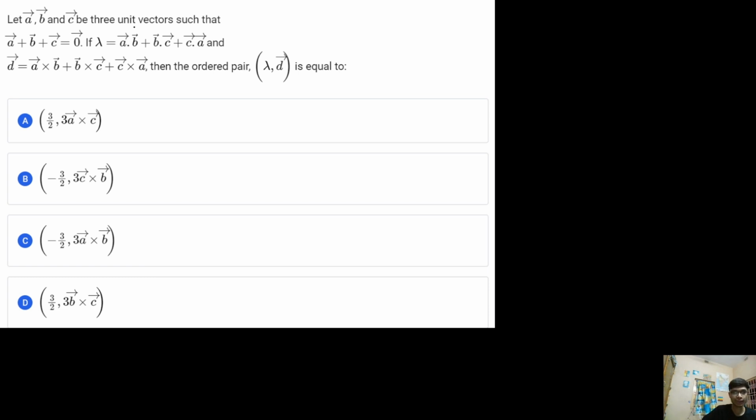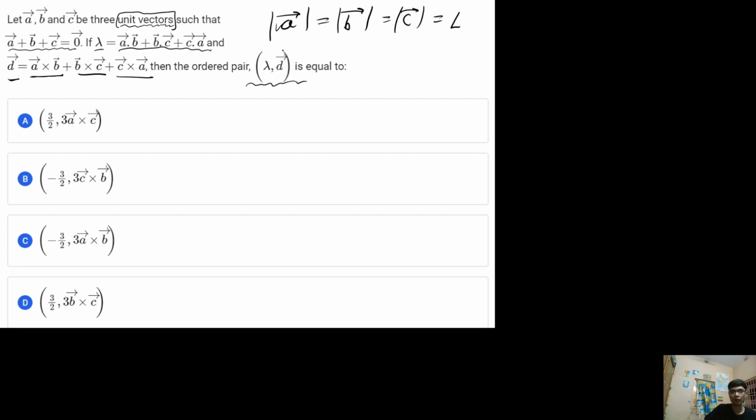Okay, so in this question it is said that there are 3 vectors such that the modulus, that is the magnitude, of vector A, vector B and vector C is equal to 1. That means they are unit vectors. So it is said that A, B, C are 3 unit vectors such that they satisfy this particular relation. That means these 3 vectors actually form a triangle. And in this particular relation, lambda is basically this particular dot product, and another vector D is defined such that it has the mutual cross product values. Okay, mutual cross products, and then they are adding them. So in the question it is asked to calculate the ordered pair lambda comma vector D.